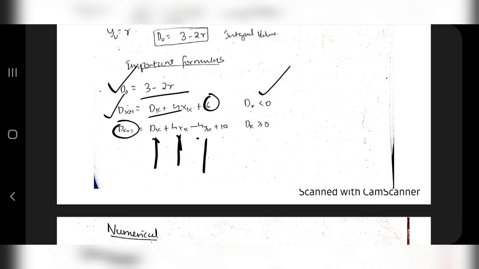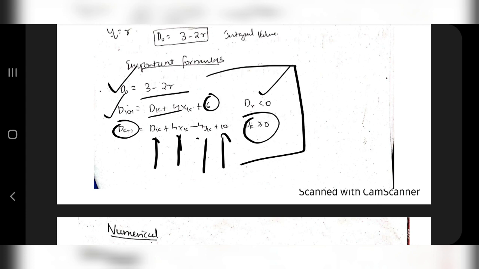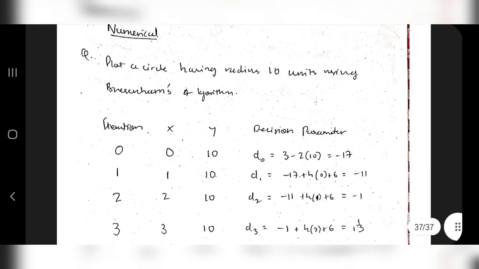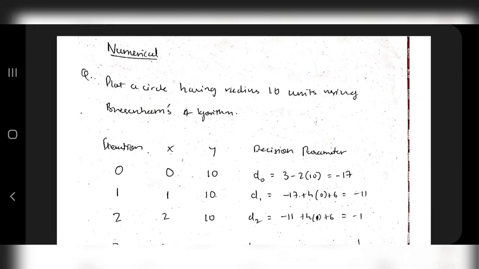So here are the important formulas: d naught is 3 minus 2r, dk plus 1 is dk plus 4xk plus 6 for dk less than 0, and dk plus 1 is dk plus 4xk minus 4yk plus 10 if it's greater than 0. Even if you do not understand what's happening here, you'll understand when we solve a problem. So let's see how the problem looks. Plot a circle having the radius 10 using Bresenham's algorithm. You have to observe carefully whether they have asked for the midpoint algorithm or the Bresenham's algorithm. Since they have asked for Bresenham's algorithm, we'll start from here.